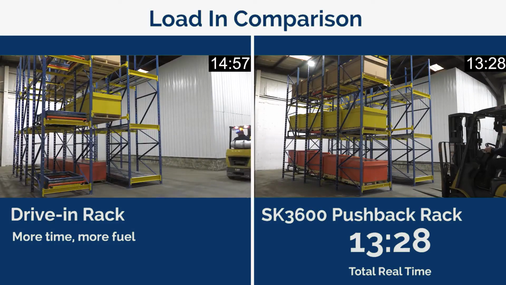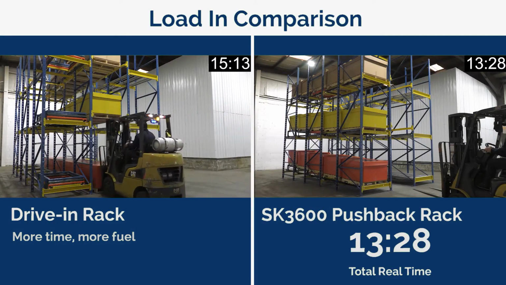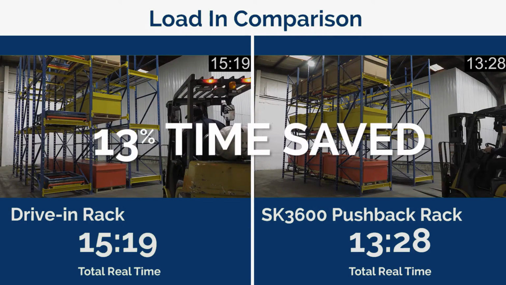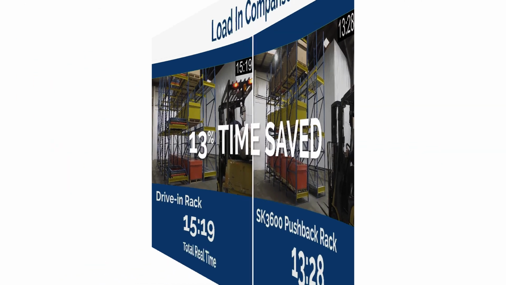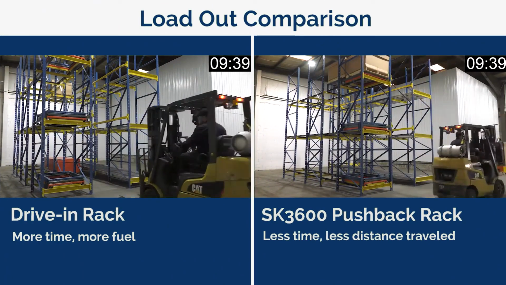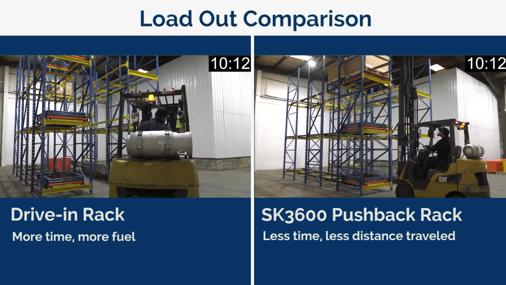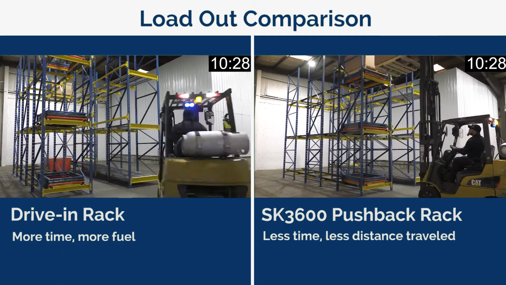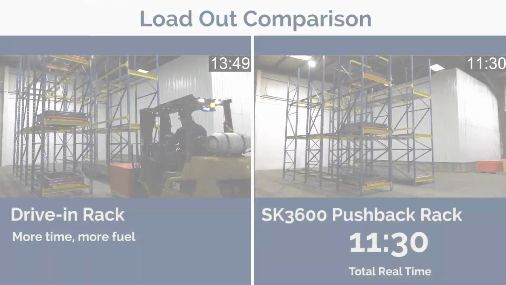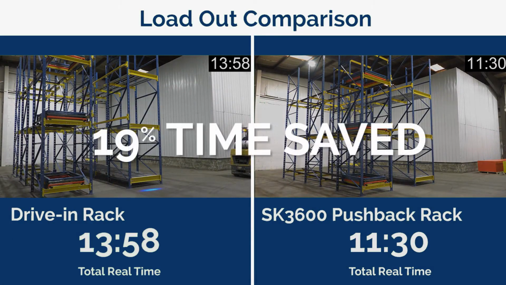The pushback rack was loaded in 13 minutes and 28 seconds, the drive-in rack took 15 minutes and 19 seconds to load. As with loading the rack, unloading it takes more time and is more potential for accidents. Because gravity moves pallets forward in a pushback system, it's faster to unload, only 11 minutes and 30 seconds. The drive-in rack took 13 minutes and 58 seconds.